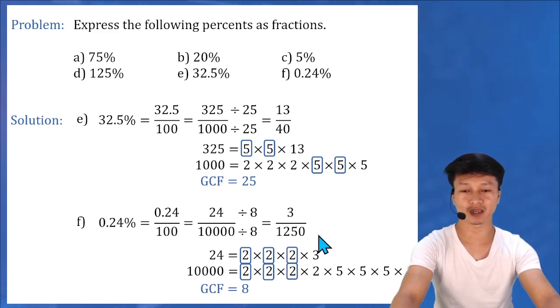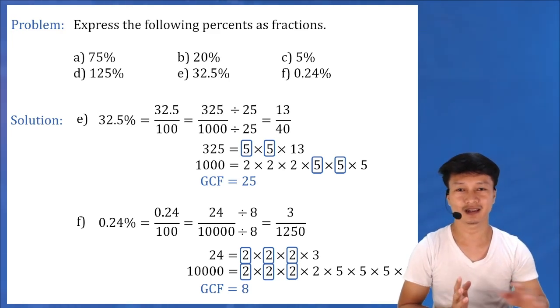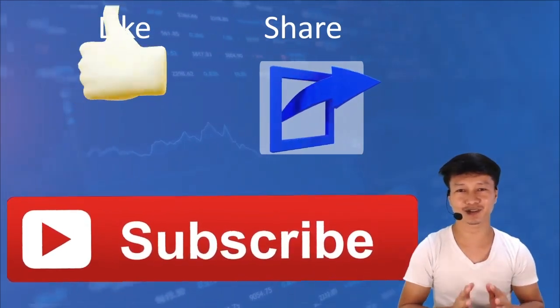And therefore, the equivalent fraction of 0.24% is 3 over 1,250.